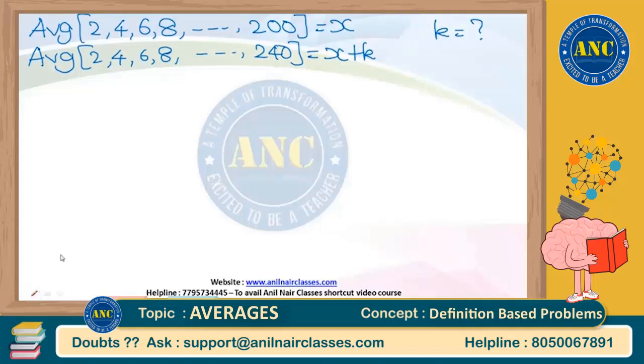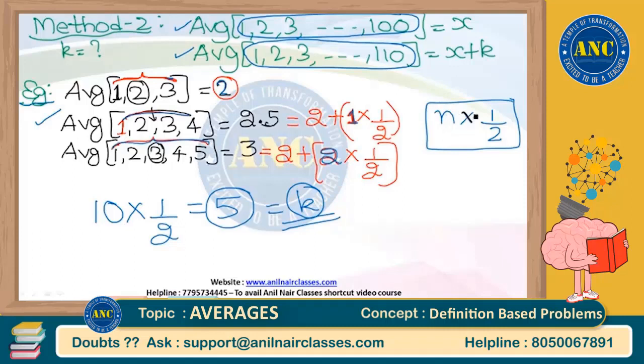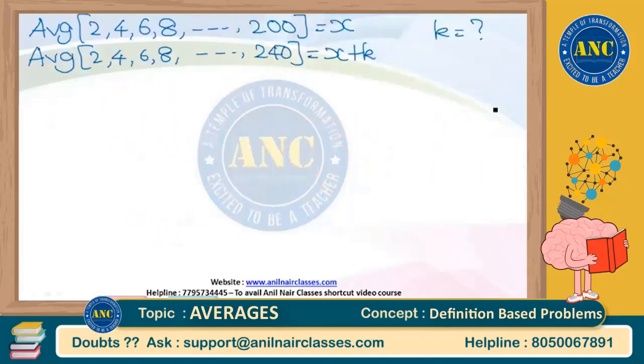Now listen carefully, sir. Actually, truly speaking, I wrote it as n into 1 by 2, but actually it is n into d by 2, where d is nothing but the common difference between the terms in arithmetic progression. Common difference in this example is 1. 2 and 3 difference is 1, 1 and 2 difference is 1. Therefore I wrote it as n into 1 by 2. D actually represents common difference.